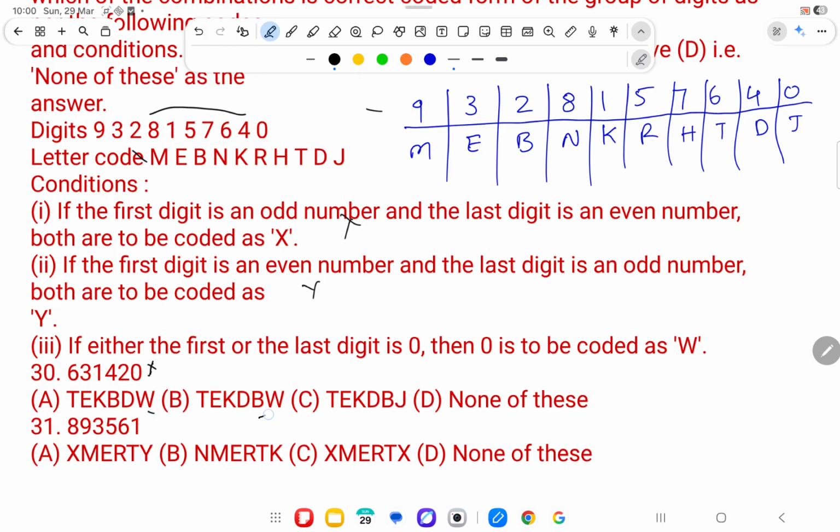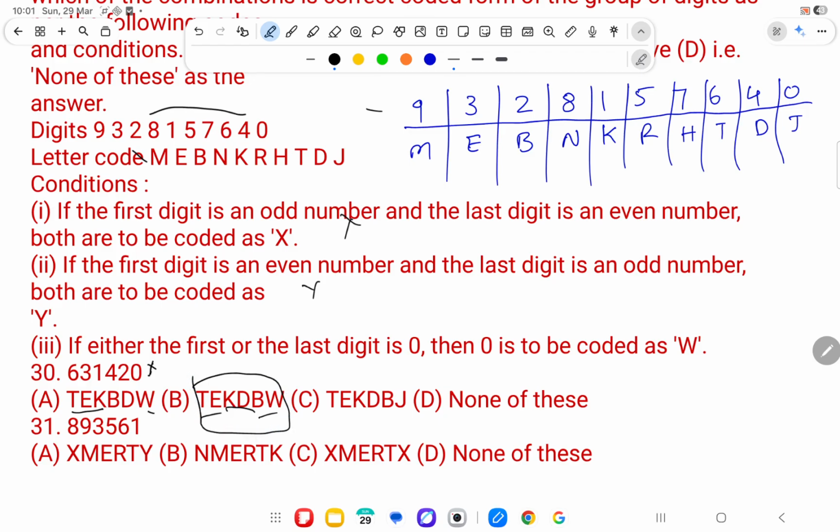So in the first and second options, W is there. Rest, 6 is to be T, yes, correct. 3 is to be E, okay. Then 1, see, TEK, till here it is okay, TEK. None of the first conditions is there, so we have to check with every letter. So 1 is for K, yes. Sorry, we have to check the number 4. Number 4 is D. So the second option may be possible. 2 is for B, yes. Second option is our answer.